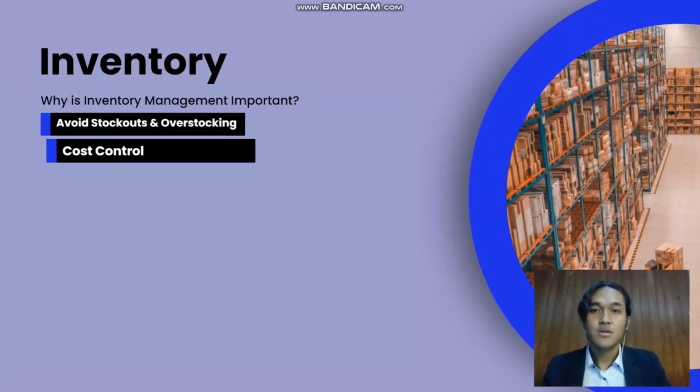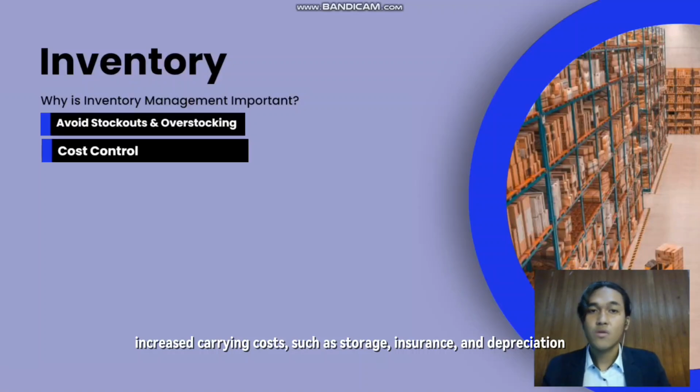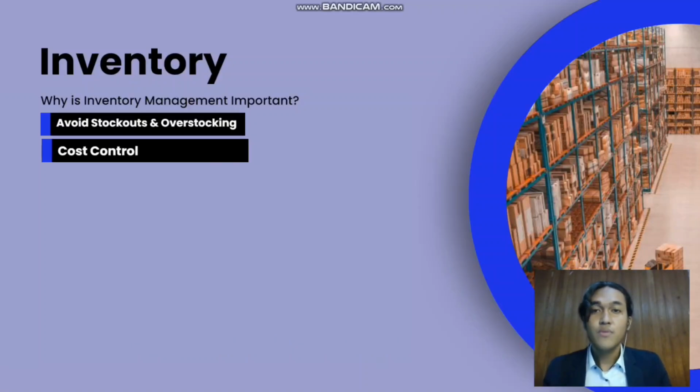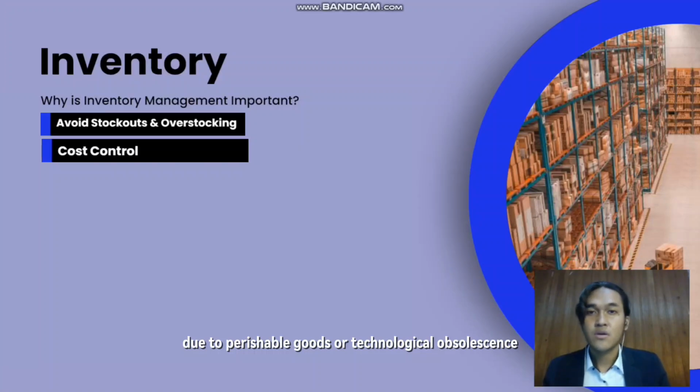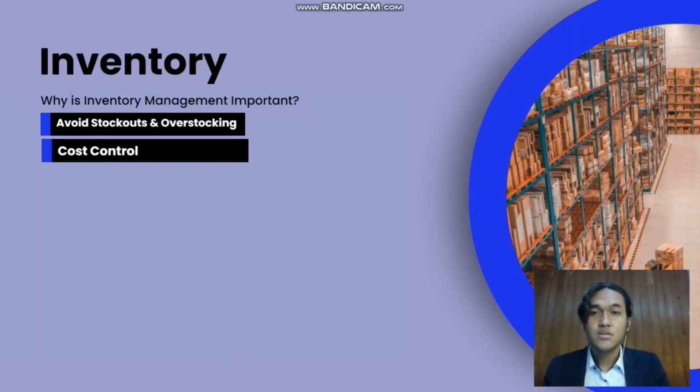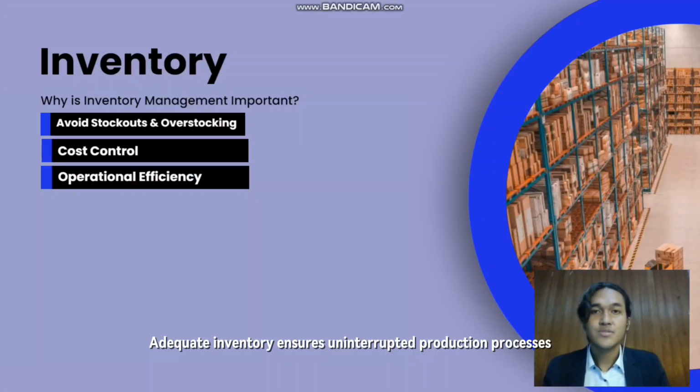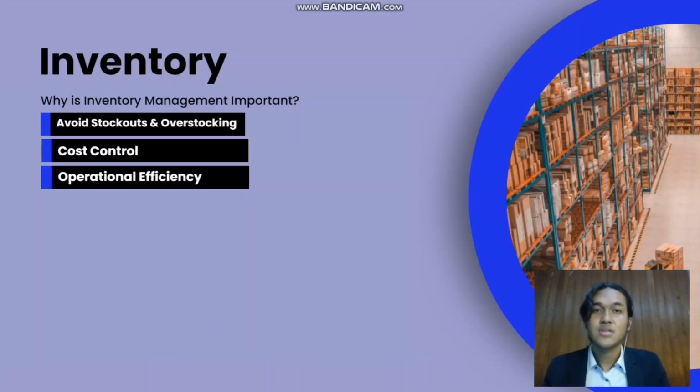Second, for cost control. Excessive inventory leads to increased carrying costs such as storage, insurance, and depreciation. Poor inventory management can also result in waste due to perishable goods or technological obsolescence. Third, for operational efficiency. Adequate inventory ensures an uninterrupted production process and timely fulfillment of customer orders, enhancing operational efficiency and customer satisfaction. Here are the key practices for managing inventory.